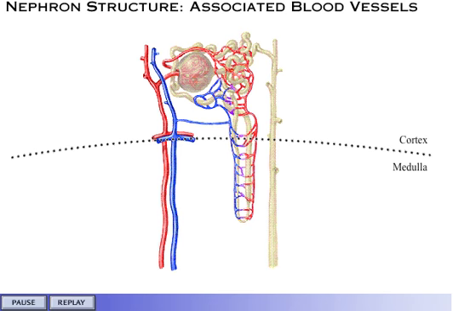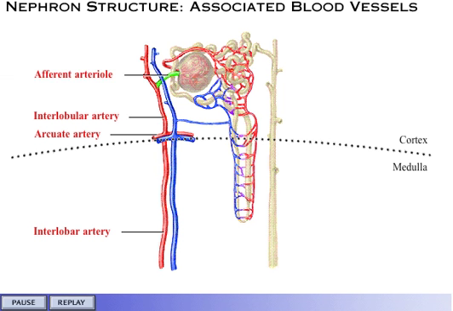Recall that blood entering the kidney through the renal artery flows first into the segmental arteries and then into the lobar arteries. From there it enters the interlobar arteries, the arcuate arteries, the small interlobular arteries, and the still smaller afferent arterioles, which empty into a capillary bed called the glomerulus.